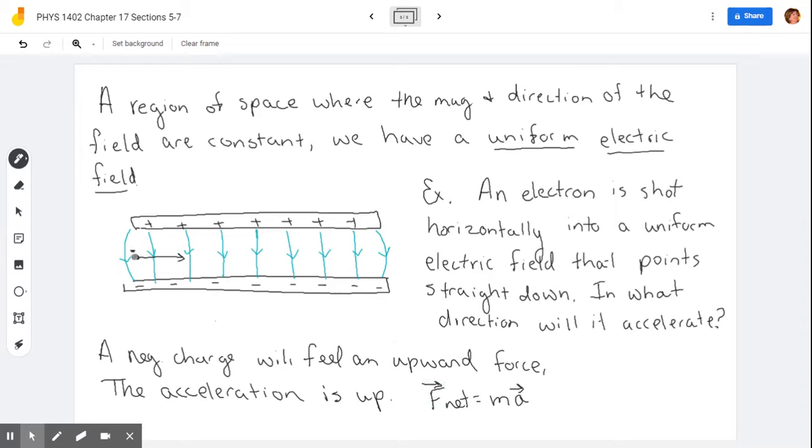So when you shoot this negative charge, it'll curve. It'll feel that upward force and will bend towards that plate. And that's exactly what we would expect to see.